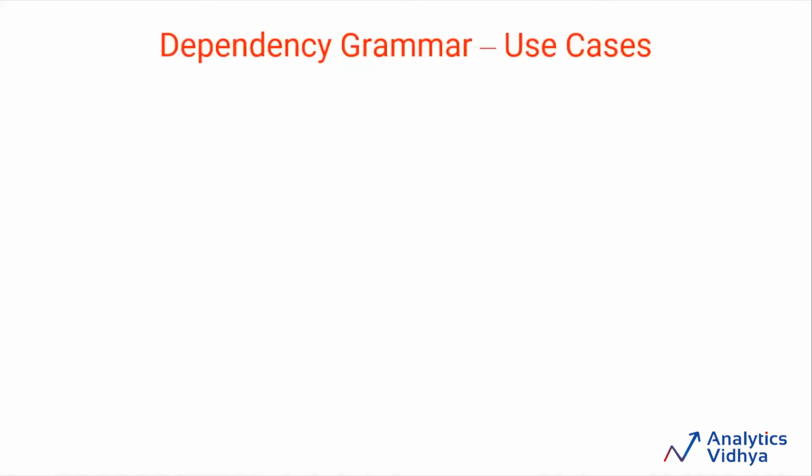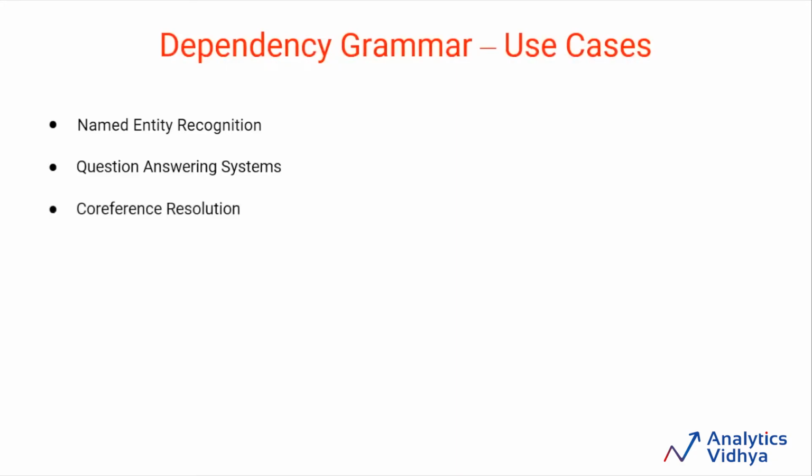Dependency grammars can be used in different use cases. For example, they are used to solve named entity recognition problems. They can be used to understand relational and structural aspects of question answering systems. They are also used in co-reference resolution, in which the task is to map the pronouns to the respective noun phrases. They can also be used for text summarization problems, and they are also used as features for text classification problems.